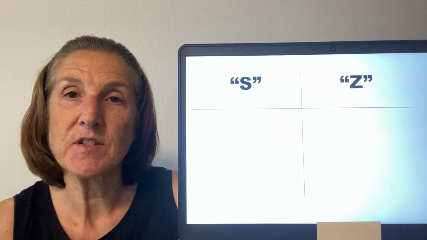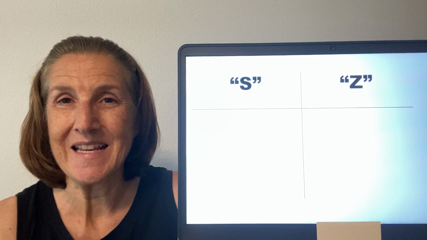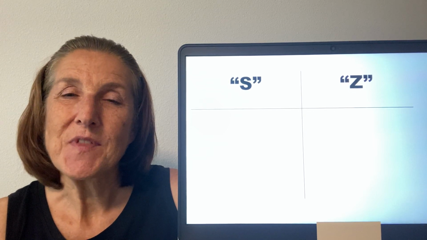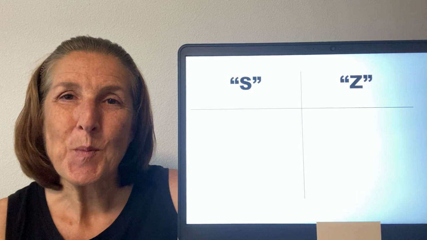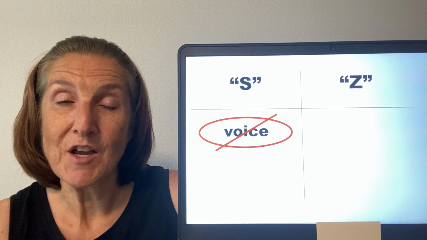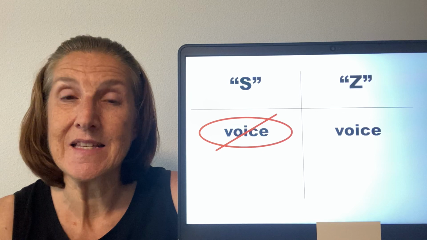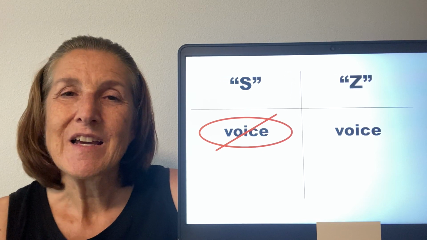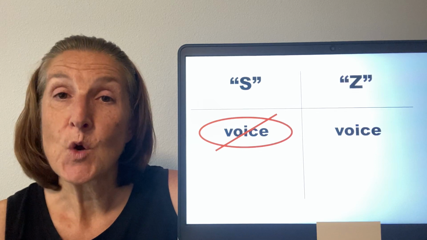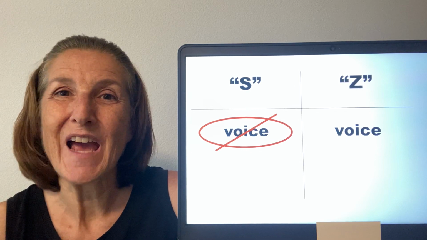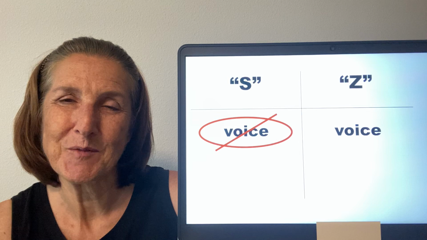My name is Linda, and today we're starting a two-part series on the sounds of S and Z. Both of these sounds are made with our mouth in the same position, but the S sound does not use our voice, and the Z sound does. These letters are similar to other pairs that we've looked at, where one is voiceless and one uses our voice.